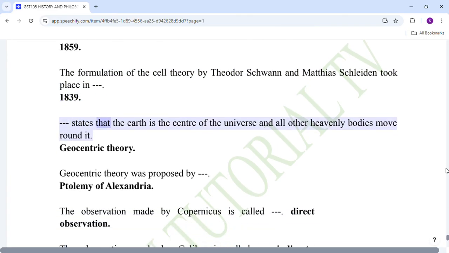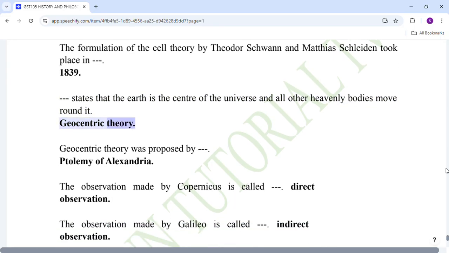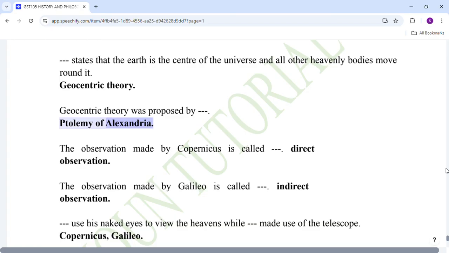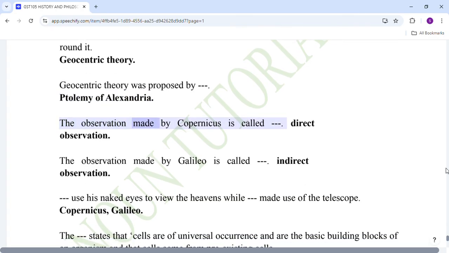The formulation of the cell theory by Theodor Schwann and Matthias Schleiden took place in 1839. The geocentric theory states that the Earth is the center of the universe and all other heavenly bodies move round it. Geocentric theory was proposed by Ptolemy of Alexandria.